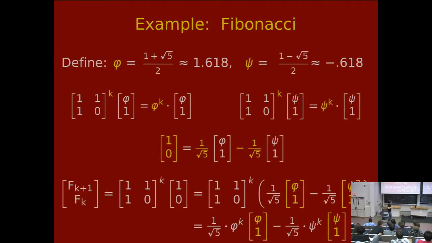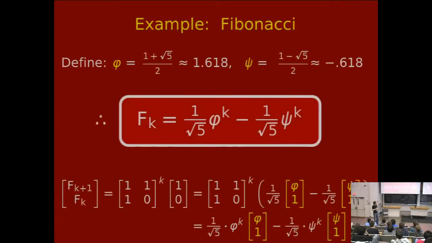Okay, and that's great because now, we did a lot of calculations here, but just look at this equality from here to here. And in particular, look at the second coordinate. We get f sub k, my Fibonacci number, equals, here we just have 1, so I get phi to the k over root 5 minus psi to the k over root 5. Okay, which is exactly this formula.